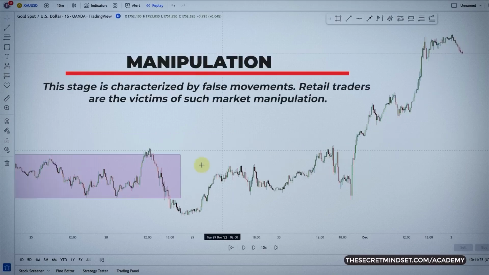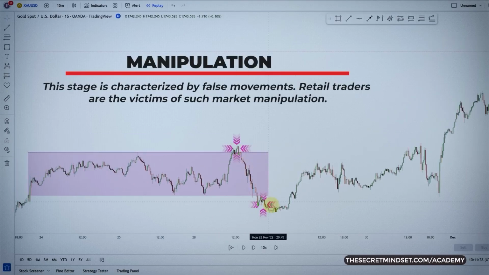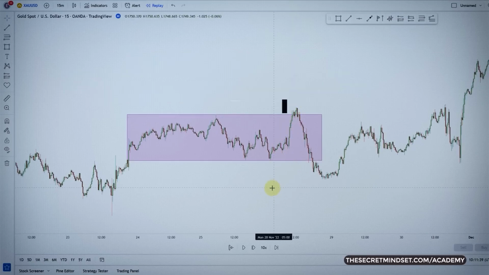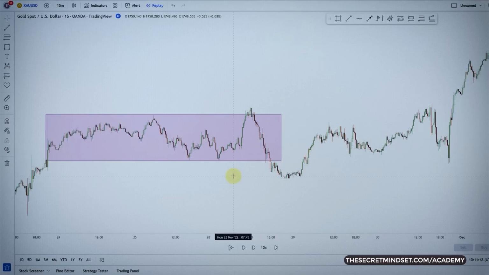Manipulation is the next step after accumulation. This stage is characterized by false movements. And as we already discussed, retail traders are the victims of such market manipulation. They take positions when they see that there is a potential breakout, but it turns out to be just a fake push, and the price then moves in the opposite direction.